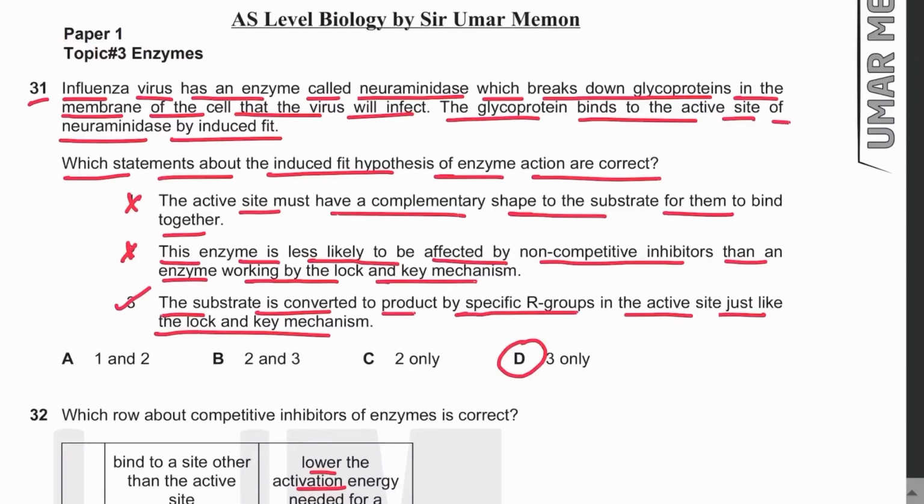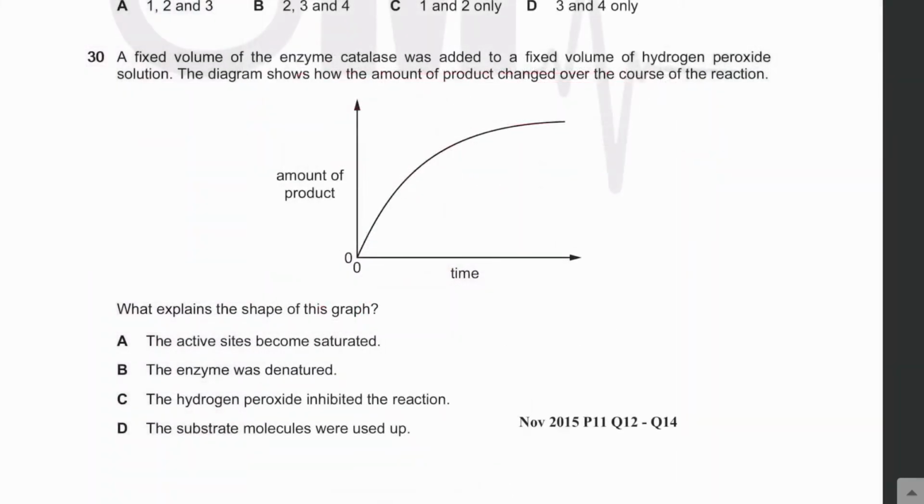And this is true for all the mechanisms, whether the lock and key mechanism or the induced fit mechanism. So the answer is D. Let's move on to MCQ number 30. A fixed volume of the enzyme catalase was added to a fixed volume of hydrogen peroxide. So guys, the enzyme is the catalase and the substrate is hydrogen peroxide. The diagram shows how the amount of product changed over the course of the reaction.